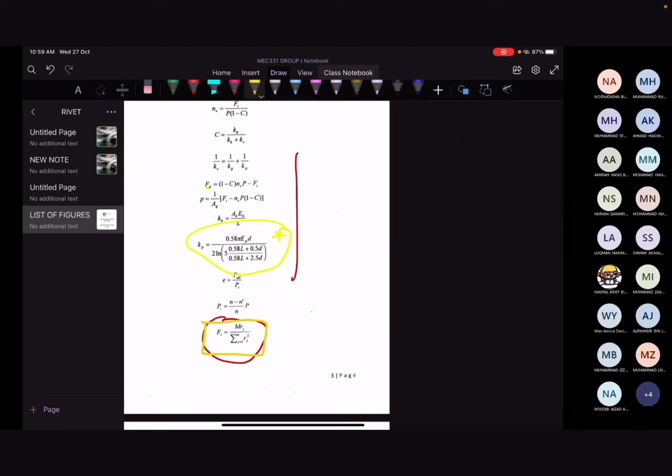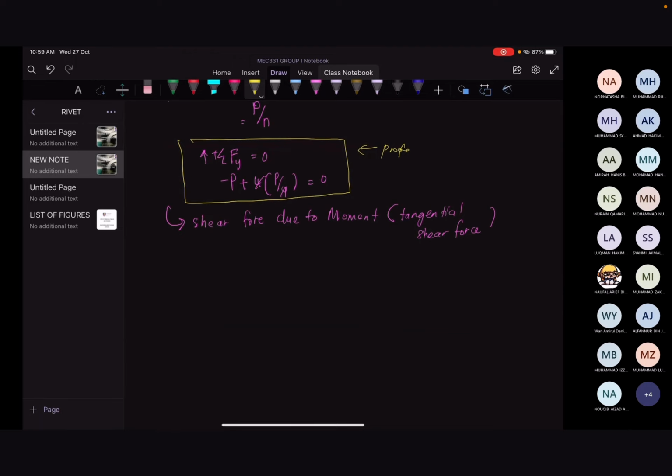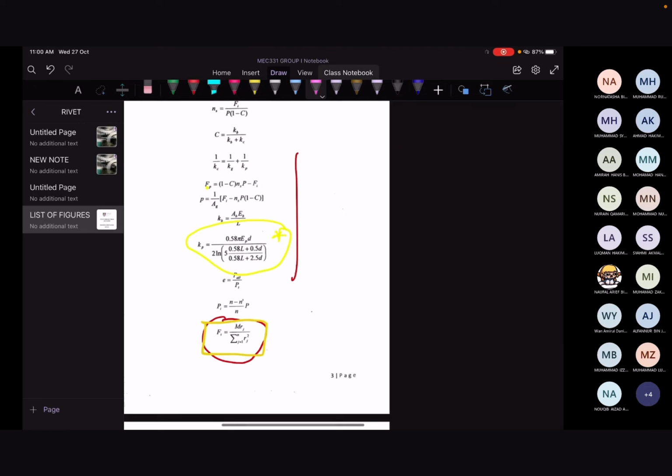F equal to M R J over... Okay. So kalau saya tulis kat sini, sebab saya tak hafal kan, saya biasa tulis macam ni. So F1 is equal to P times E, sebab P times E ni is moment kan, times R1 over R1 squared plus R2 squared plus R3 squared plus R4 squared, square root. Ya, ada square root ke? Sekejap ni. Tak ada.